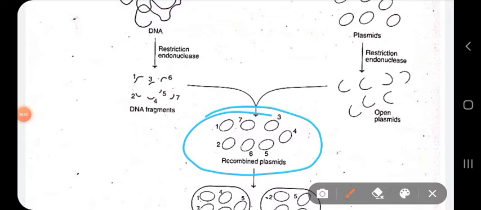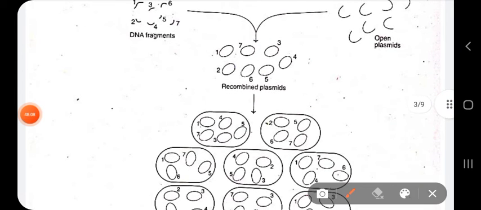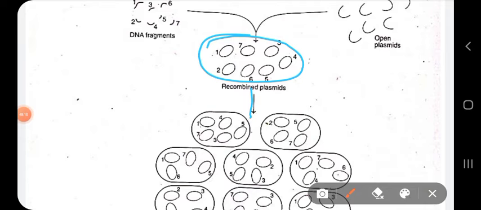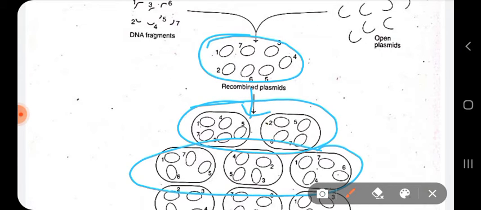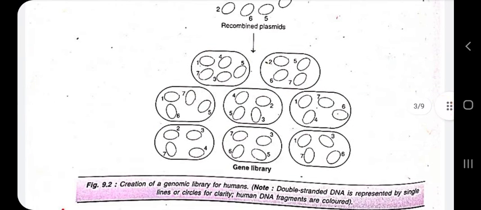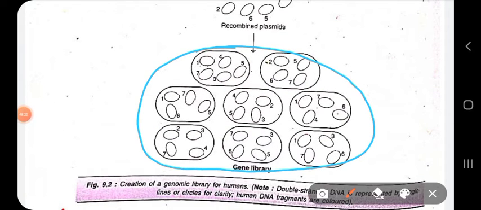Well, ligation is done by using a suitable ligase enzyme like DNA ligase, and then these plasmids containing our desirable DNA fragments are inserted into the host bacterial cells, which are the E. coli cells. Here we can see the E. coli cells are allowed to multiply, and after multiplication, the E. coli cells possess all the human DNA fragments now. Thus, we create a type of gene library here.